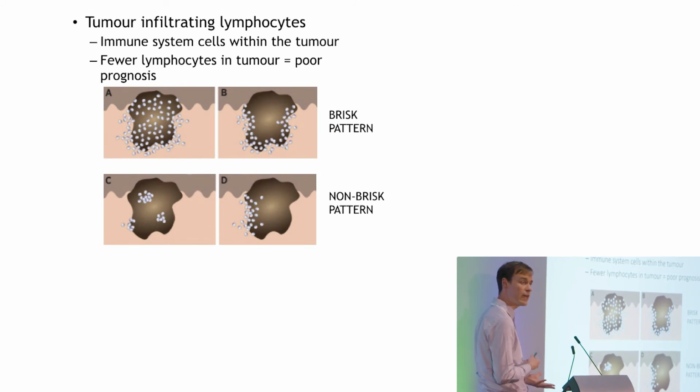The next prognostic factor is the presence of tumour-infiltrating lymphocytes, and this means whether or not we see cells of the immune system within the tumour. We comment on whether the pattern is brisk, which means there are lots of cells, or non-brisk, which means there are only a few cells. Generally, tumours that show a lot of immune cells within them are associated with a better prognosis because the immune system is actively attacking the tumour.